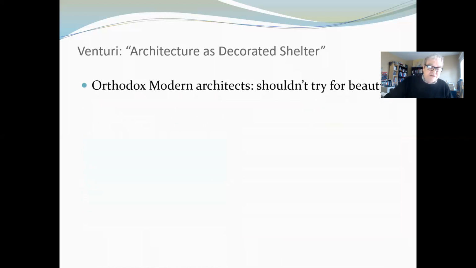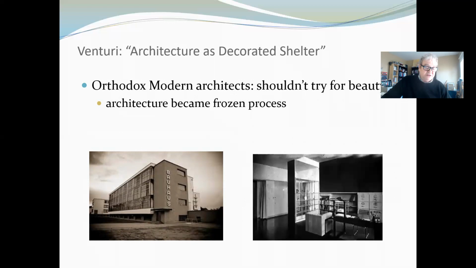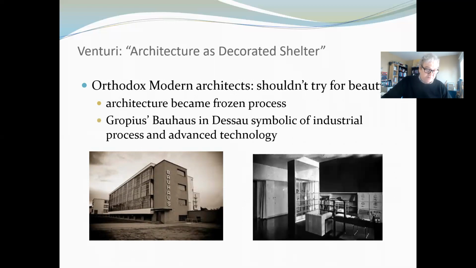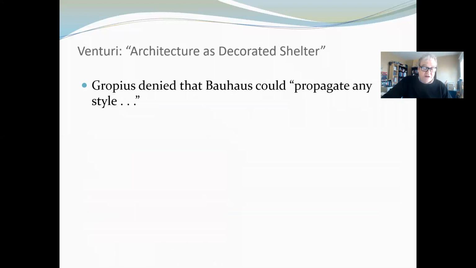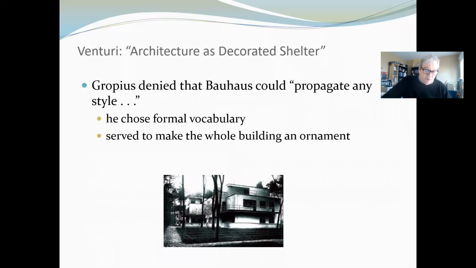Orthodox modern architects said you shouldn't try for beauty. Architecture became a frozen process. Gropius's, I hope I'm pronouncing that correctly, Gropius's Bauhaus in Dessau is symbolic of industrial processes and advanced technology. But though Gropius denied that the Bauhaus could propagate any style, system, dogma, formula, or vogue, he intuitively chose a formal vocabulary, which served to make the whole building an ornament, which is what he was trying to avoid.